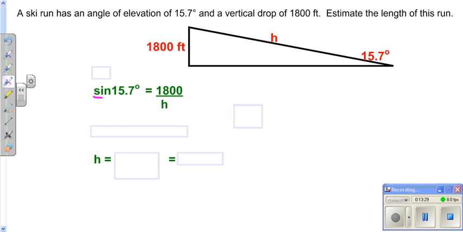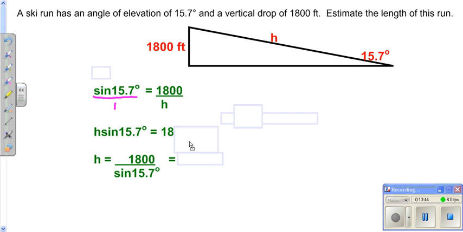Well, it's really a fraction equaling a fraction. So then you can cross multiply, taking your h times your sine of 15.7 and your 1 times your 1800. Then to get h by itself, we're going to go ahead and divide both sides by the sine of 15.7. This is referred to as our calculator-ready form. We type it into our calculator, and we get a decimal approximation of close to 6,652 feet.